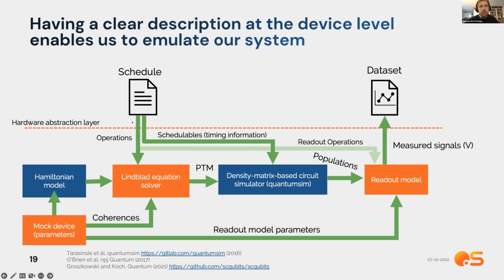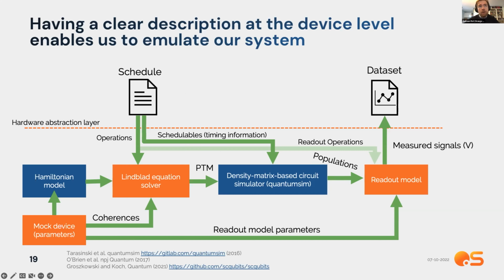And we have operations, they go into a custom Lindblad equation solver. We have a mock device containing data like the coherence times, but also the Hamiltonian parameters. So we then use SCQubits, a well-known package by now, by the inventor of the transmon, Jens Koch, to get the Hamiltonian model. We have a custom-developed Lindblad equation solver. From this, we get Pauli transfer matrices for our operations.